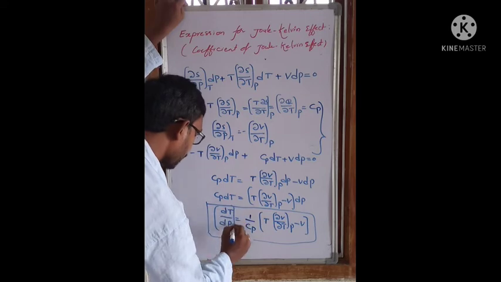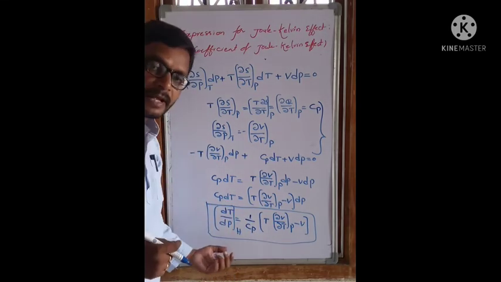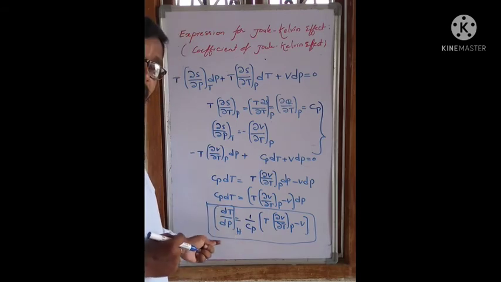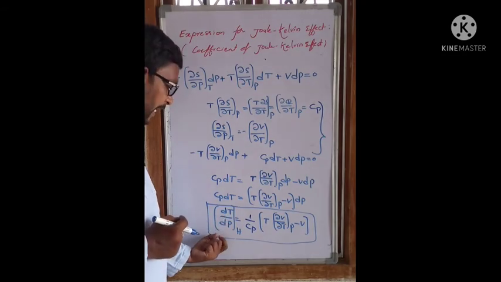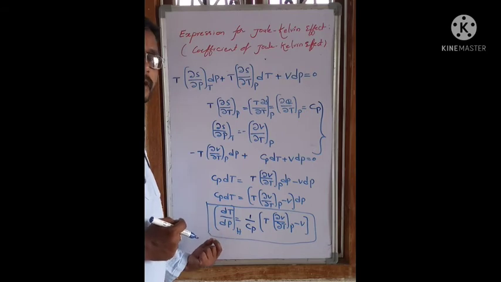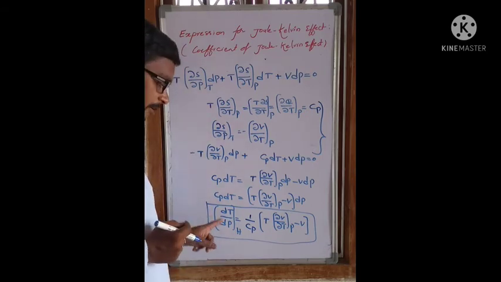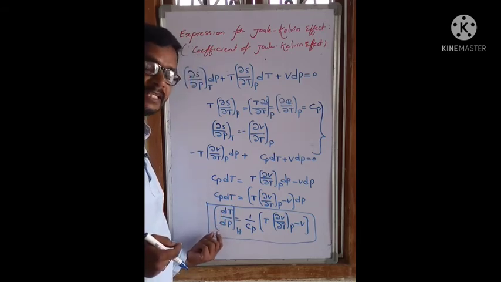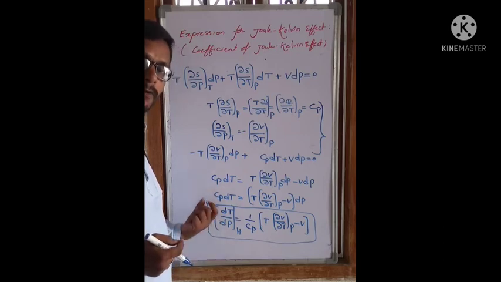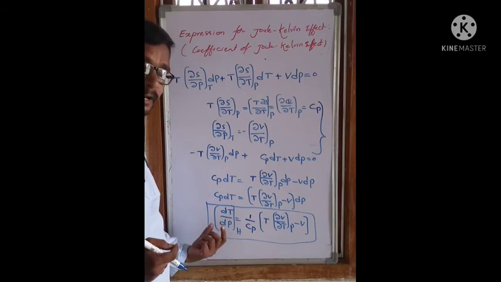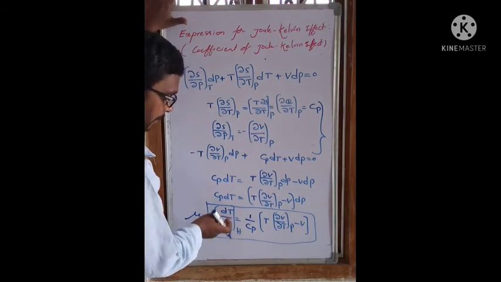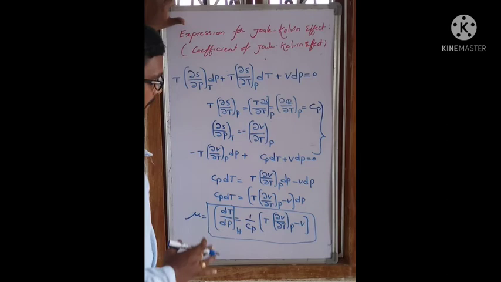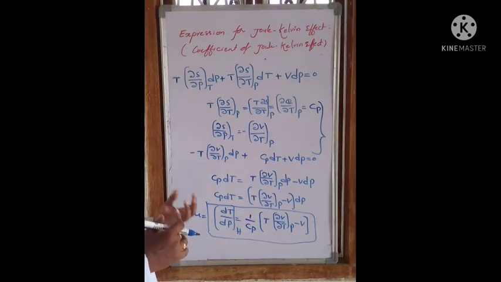Here we put H, the constant enthalpy. What it represents: at constant enthalpy, the ratio between the change of temperature and the change of pressure is defined as the Joule-Kelvin coefficient, represented by mu, where mu equals dT by dP at constant enthalpy, equal to 1 by Cp into T dou V by dou T at constant pressure minus V. This is the expression for the Joule-Kelvin effect.